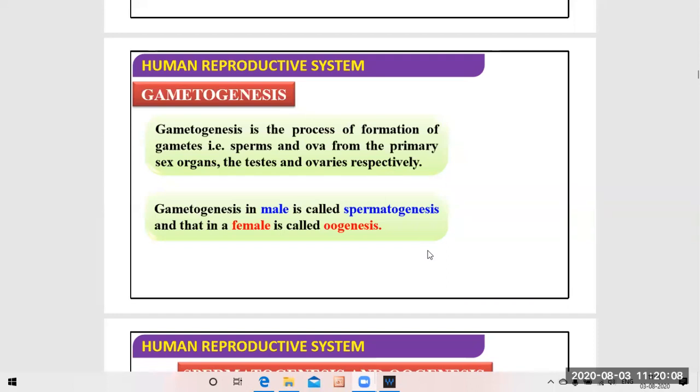And vice versa, in the female, it is called oogenesis. What happens in oogenesis? In oogenesis, there is formation of the eggs, the ova, in the female. So the products are different. The male produces sperms, called spermatogenesis, and the female produces eggs, the ova, called oogenesis. Clear? Okay.